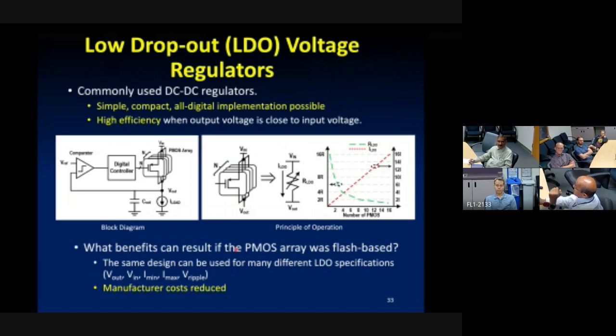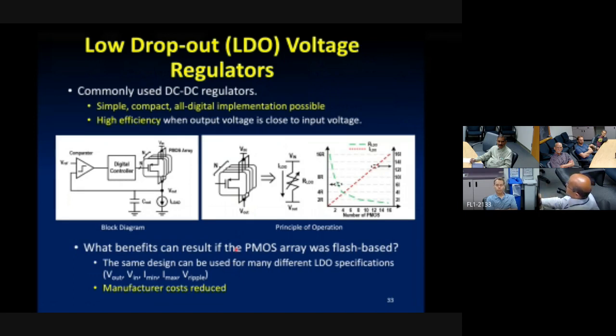Now the question becomes, well, so what? If you implement this in Flash, what's it going to get us? The important thing it gets us is that with the exact same design, by changing the VTs of the PMOS Flash transistors, I can achieve many different specifications of different V out values, V in values, max current, min current, ripple, etc.